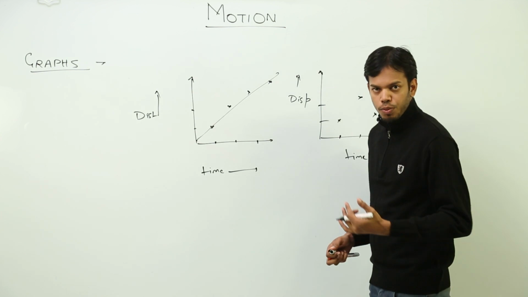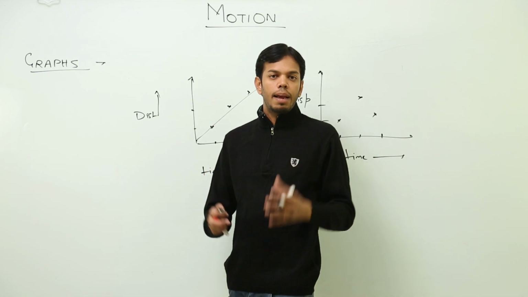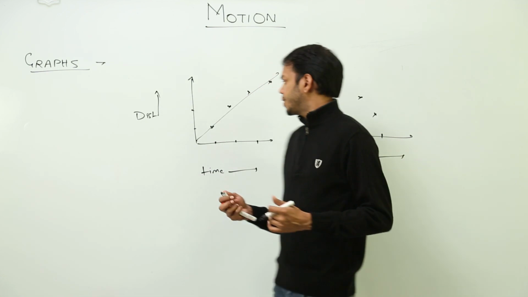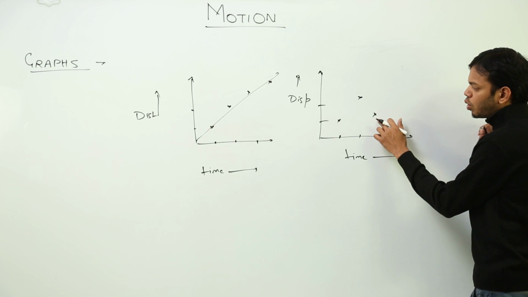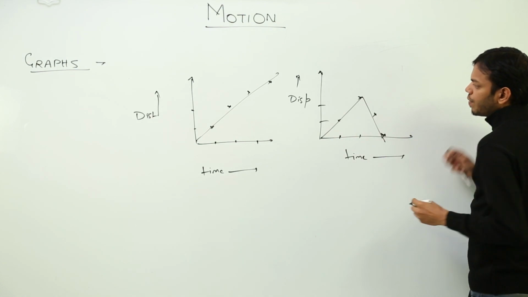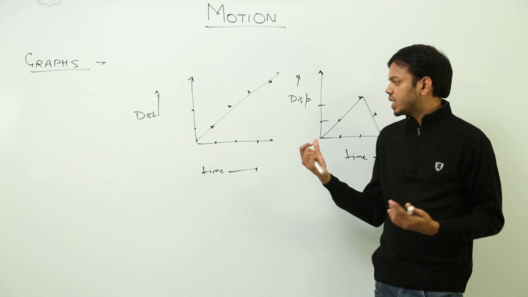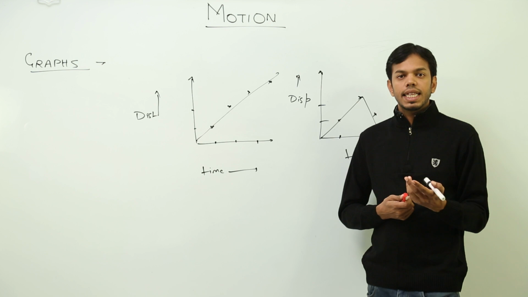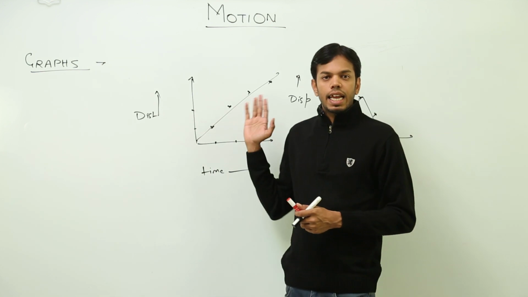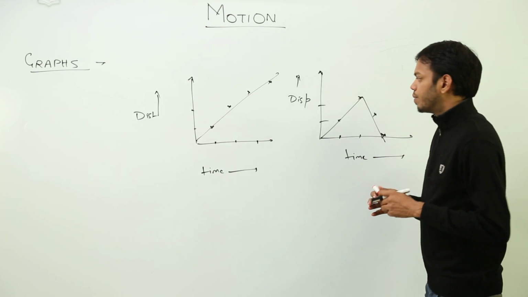If I am starting from this point, taking 2 steps further and 1 step back, that means I am just 1 step away from my initial position. So this comes down to 1, and at the 4th step back to 0. So this would be the graph of displacement. This is where the difference comes between distance time and displacement time. Distance can never be negative, whereas displacement can be negative as well as 0.